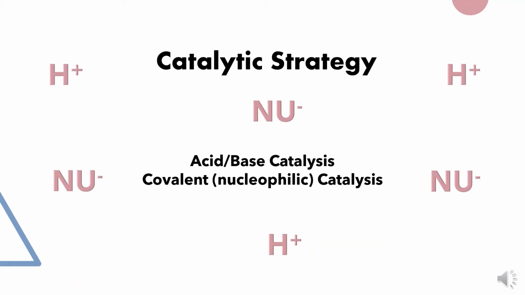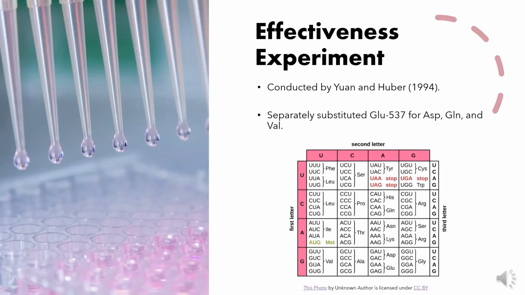So how important is it that the glutamic acids are present at the active site? Will lactase still be effective if glutamic acid residues are replaced by other amino acid residues? An experiment performed by Wan and Huber tested how the enzymatic activity of lactase would be affected if the amino acid residue glutamate 537 located at the active site were replaced by an aspartate, glutamine, or valine.